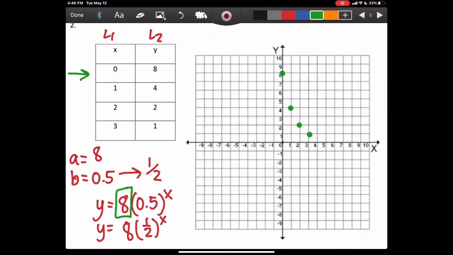And we can tell that this is going to be decaying. It's going to be getting small as x increases. The y will be getting smaller as x increases.